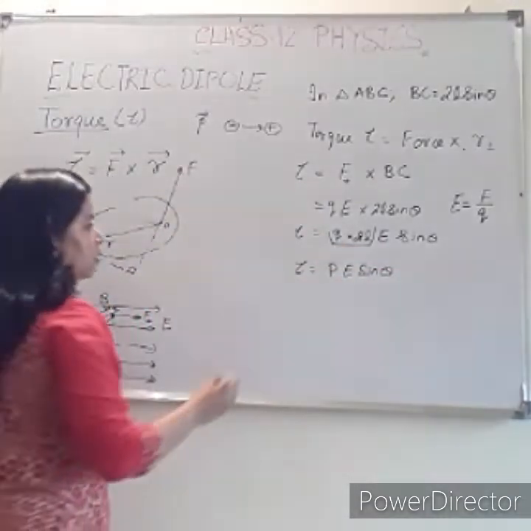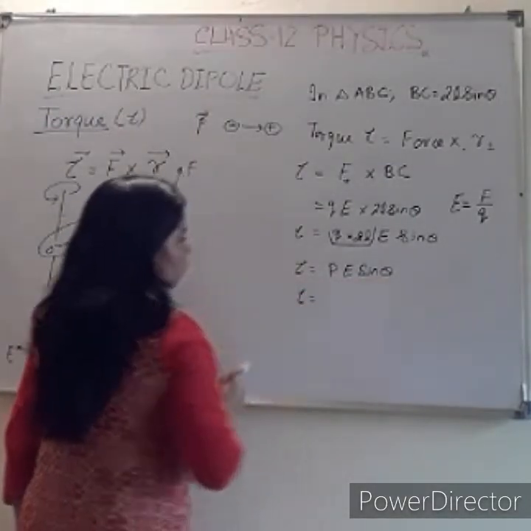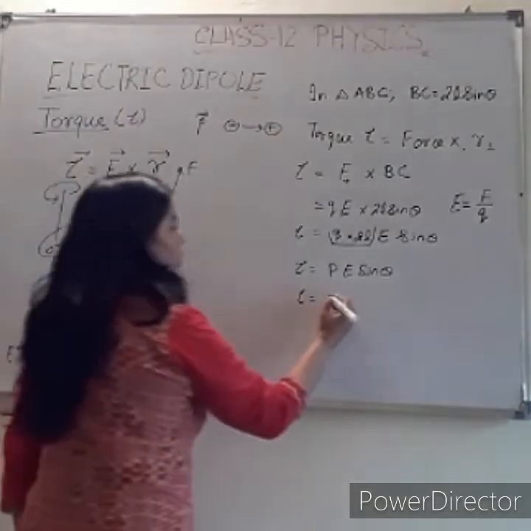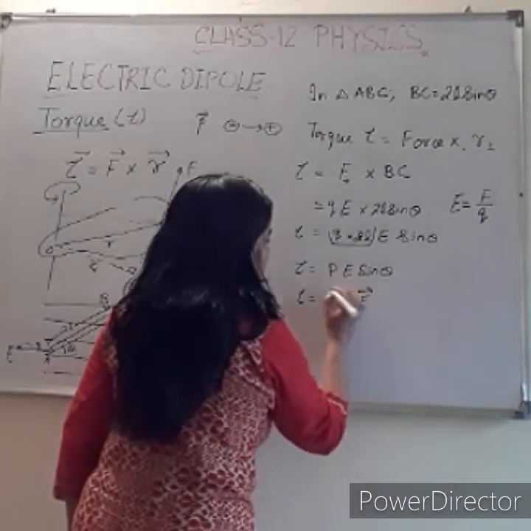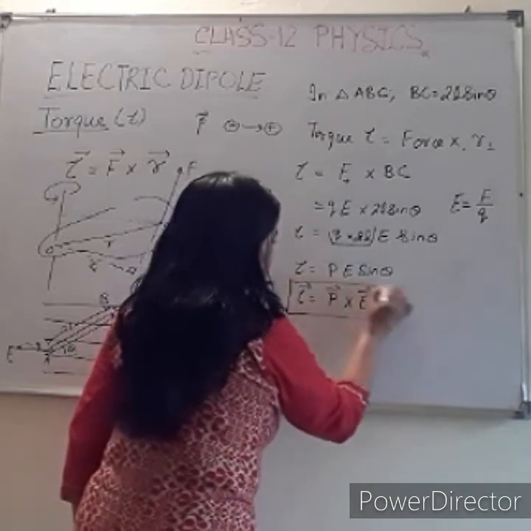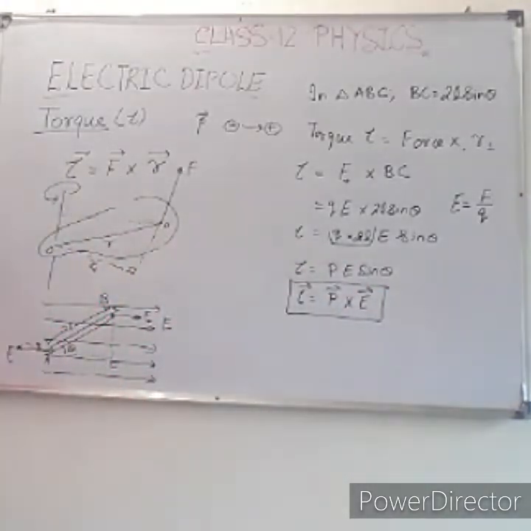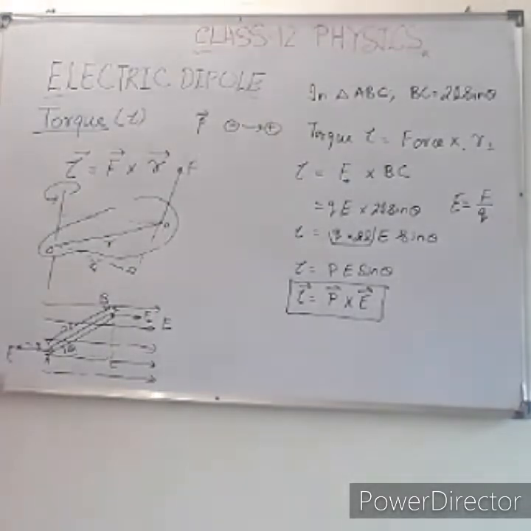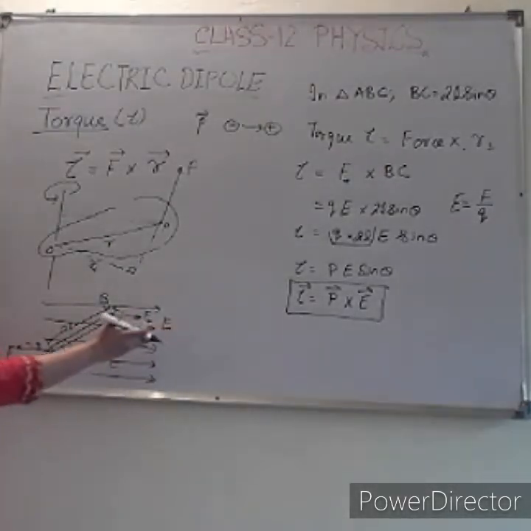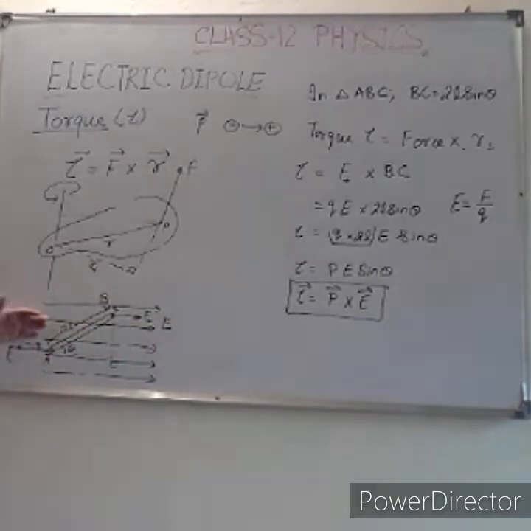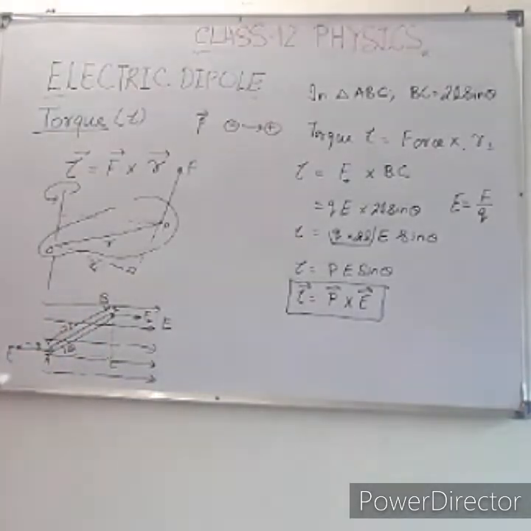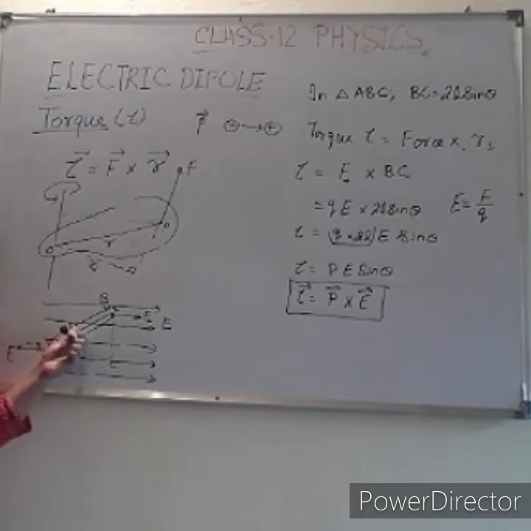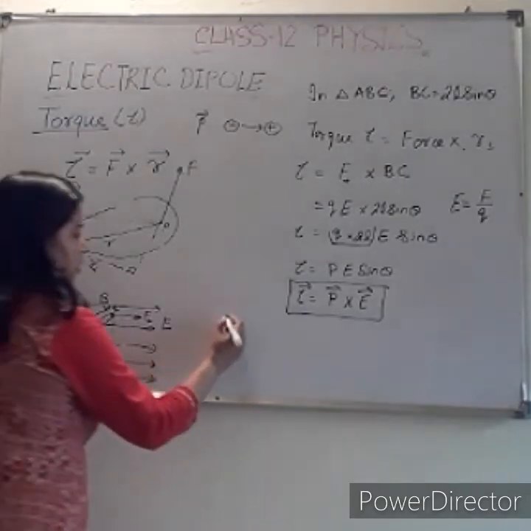So this is the value of tau, and to account for this sine theta, you know the cross product you read in class 11th. So P cross E. In vector representation, we can write the torque as P cross E. It is a cross product, so the resultant quantity is a vector, and its direction should be perpendicular to P and E. Here E is in this direction, from left to right. P here is in the same direction, from minus charge to plus charge. So obviously the torque direction is perpendicular to these two vectors. Okay. Now for the equilibrium condition.